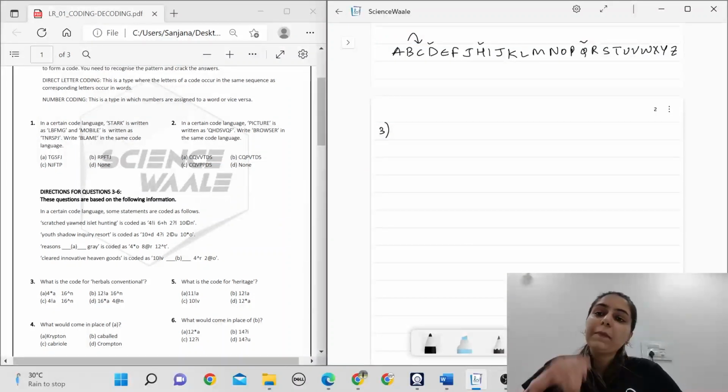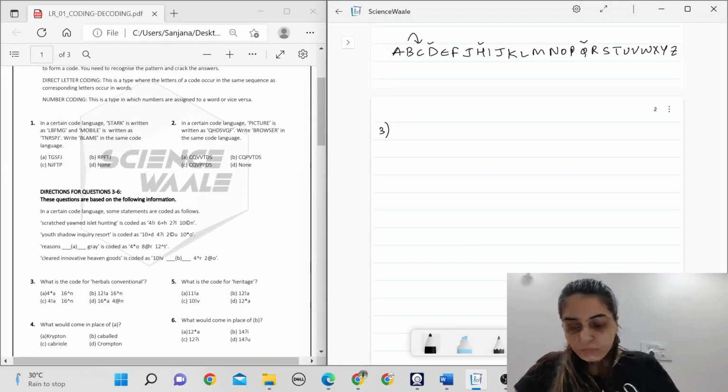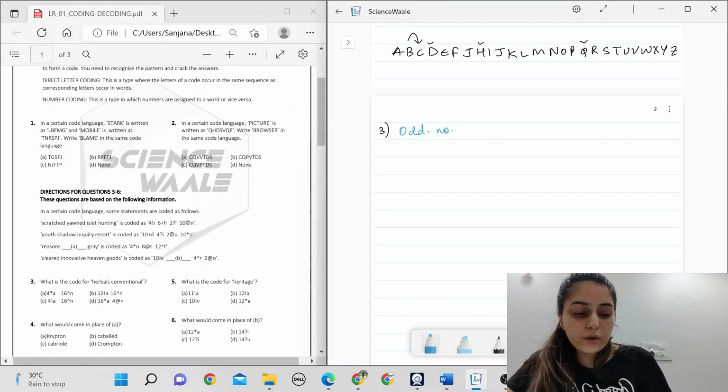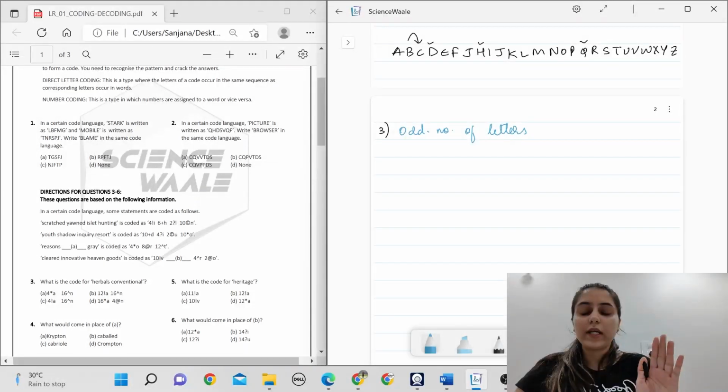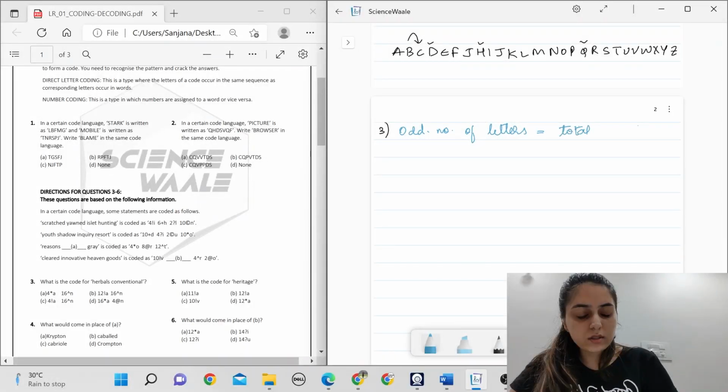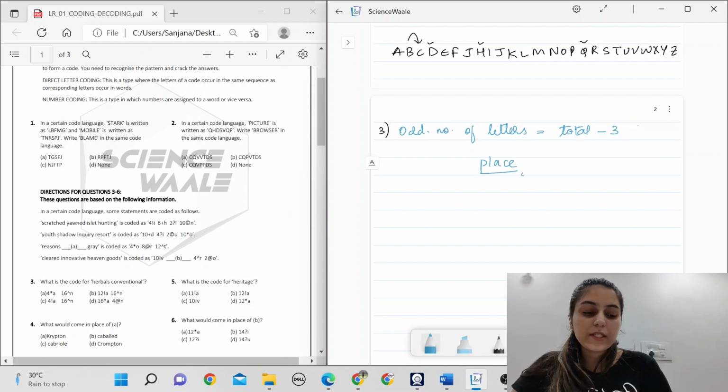So here let me tell you this concept: if there are an odd number of letters in a word, then the number would be the total number of letters minus 3. Suppose you have the word place, a 5-letter word, which is an odd number. Then you would write total is 5, 5 minus 3 is equal to 2. That is the manner you do it.